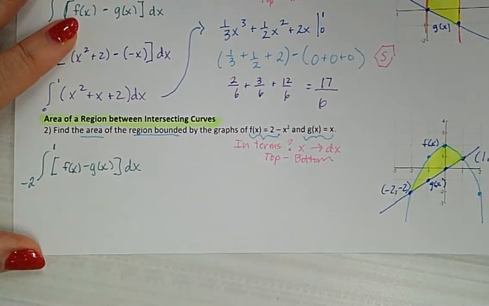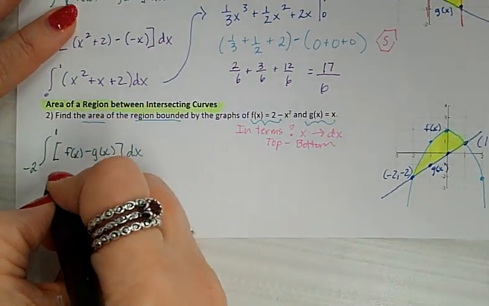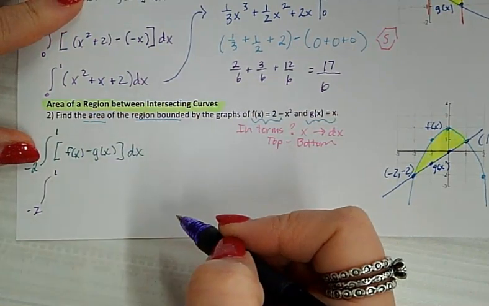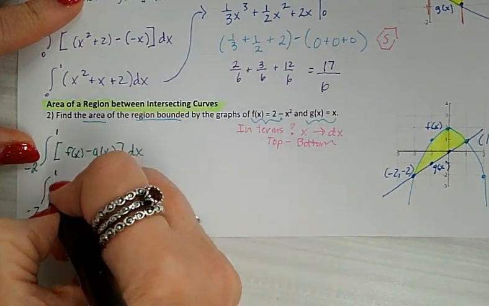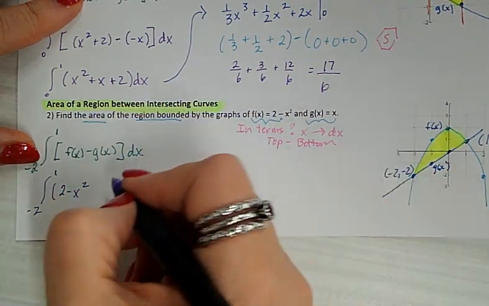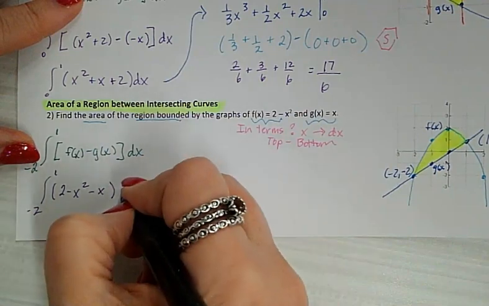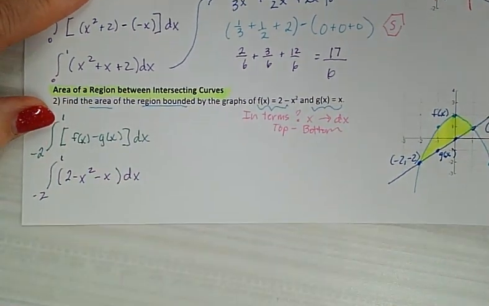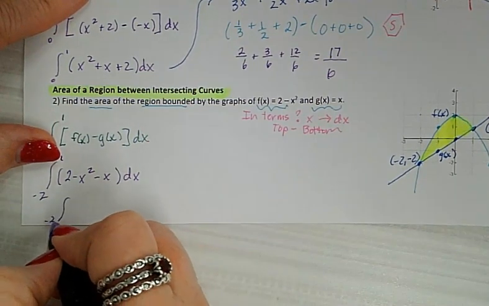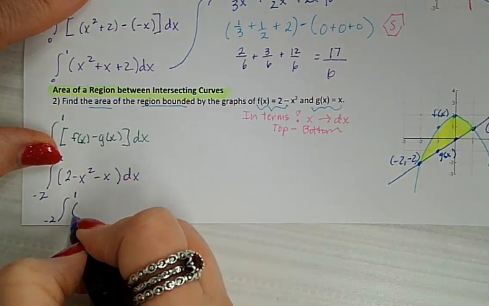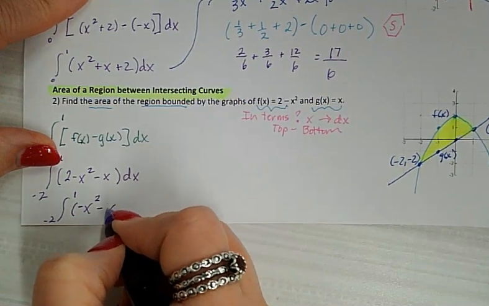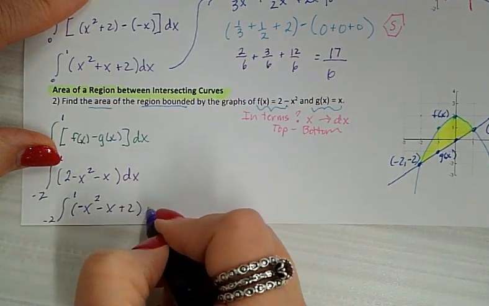All right, so let's clean this up so we can integrate. So we're going from negative 2 to 1, and I'm going to put in my f of x function, which is 2 minus x squared, and then I'm going to subtract the g of x function, so I'm going to subtract x, and then I have my dx. I haven't integrated, so that notation is still there. So now I'm just going to clean it up. I'm going from negative 2 to 1. And so inside here, I have a negative x squared, a minus x, and a plus 2, and it's dx.